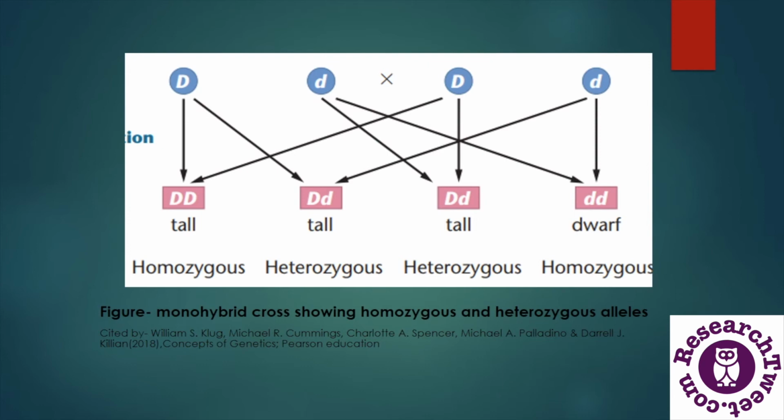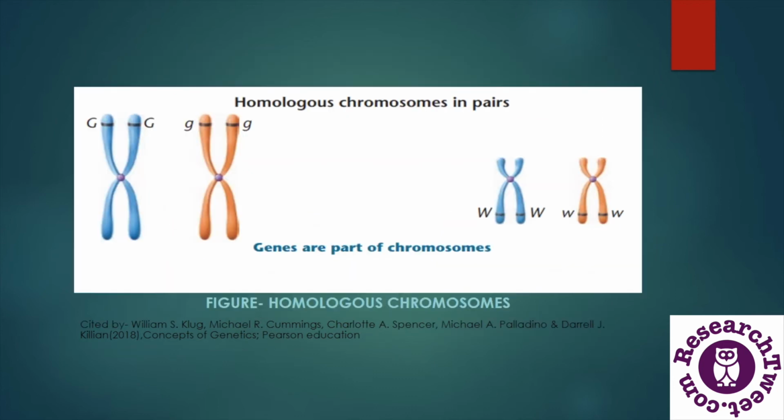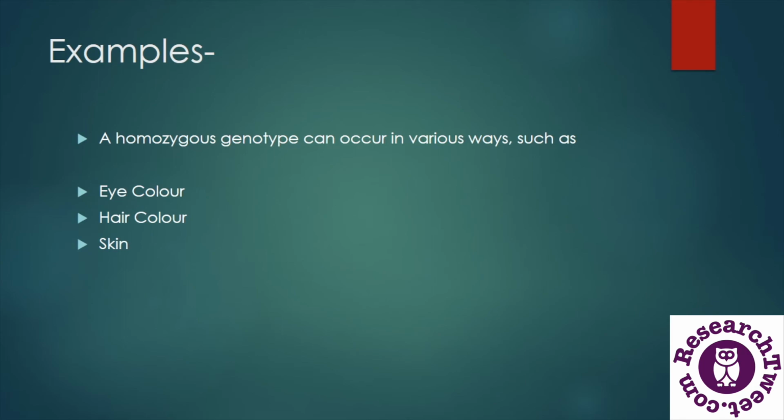So in the first example, the genotype indicated by capital D and capital D is considered a homozygous genotype, and the last one, where the genotype is indicated with lowercase d, both lowercase d, and the phenotype shown as dwarf, is also indicated as a homozygous recessive genotype. This is another diagram in which the homologous chromosomes are shown with the traits of homozygous genotypes.